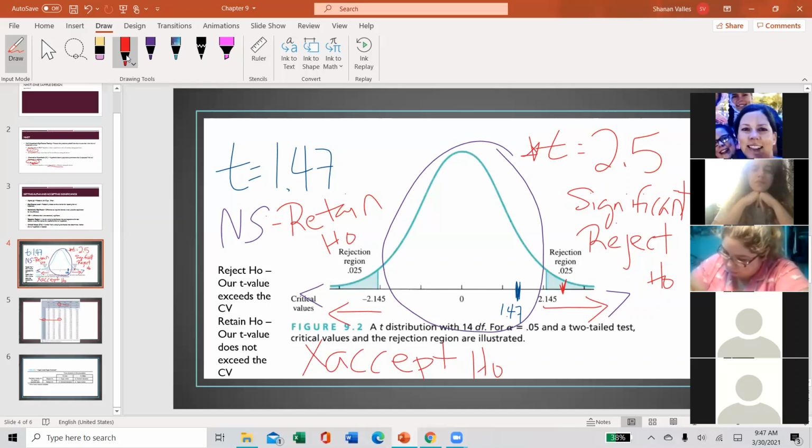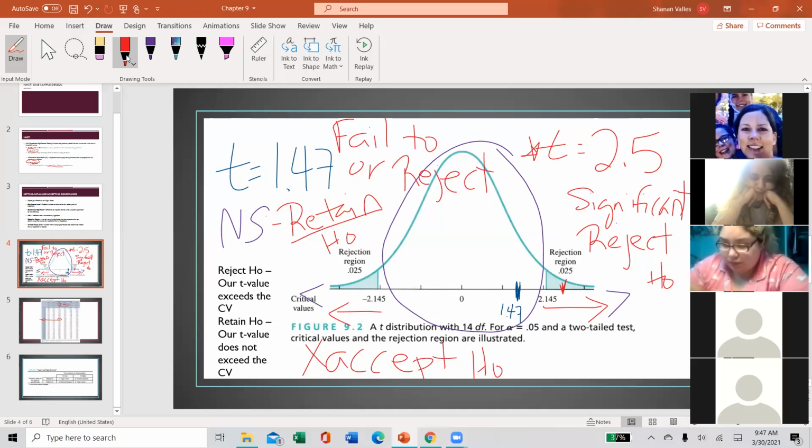So what we say is we either retain, or this is acceptable also, and you'll hear different teachers say this: fail to reject. Fail to reject or retain the null hypothesis are both acceptable ways to say that you have not found significant results. It's just kind of a play on words, like splitting hairs.